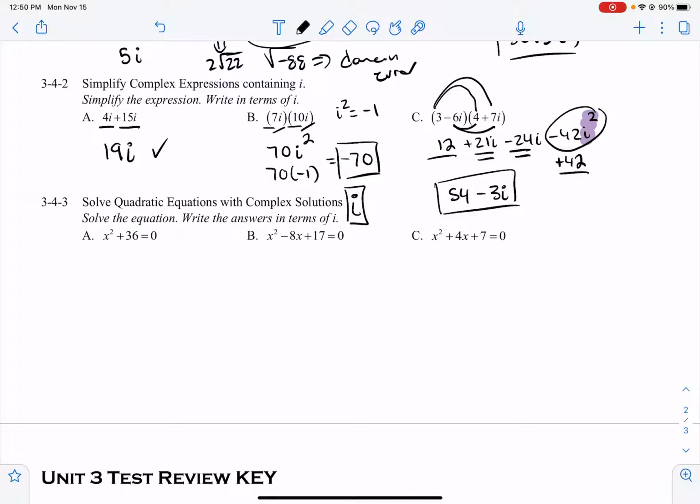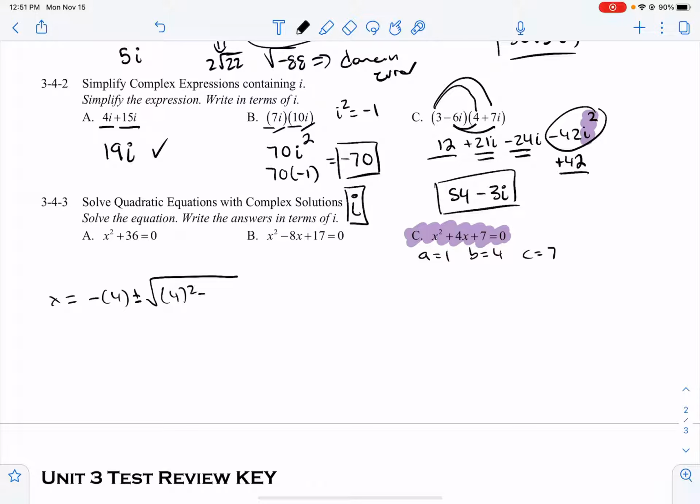Ready to go. So we're doing C now. a equals 1, b equals 4, c equals 7. So x equals negative 4 plus or minus the square root of 4 squared minus 4 times, there's a lot of 4s in this one, a, which is 1, c, which is 7, all divided by 2 times a, which is 1. So I want to simplify this piece, and this piece.